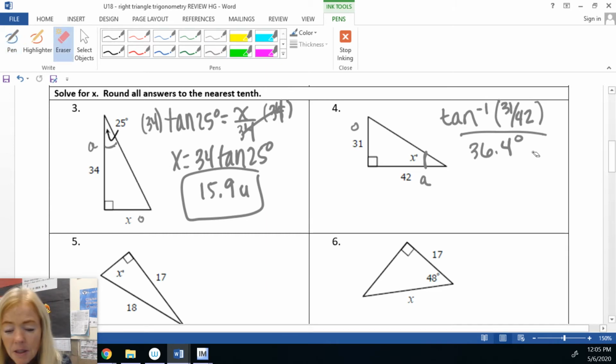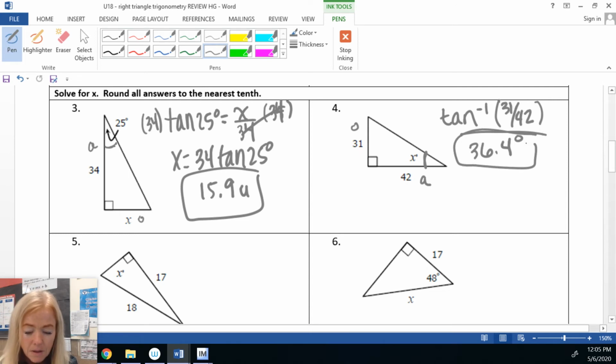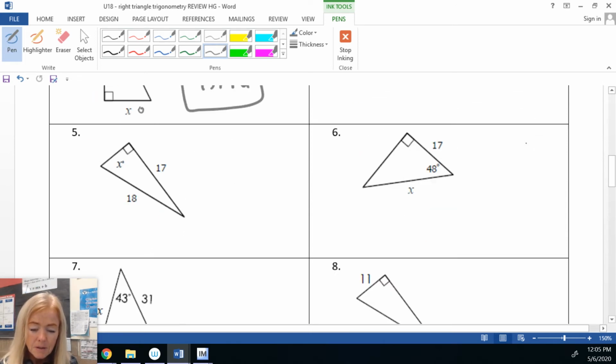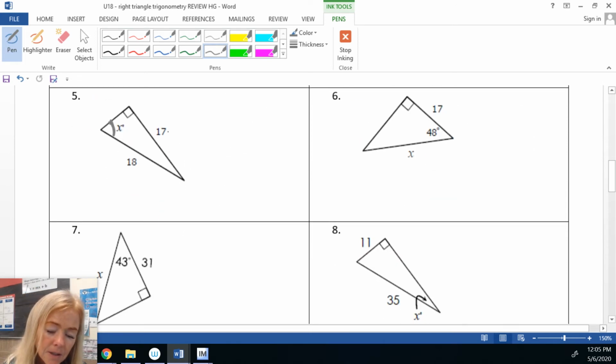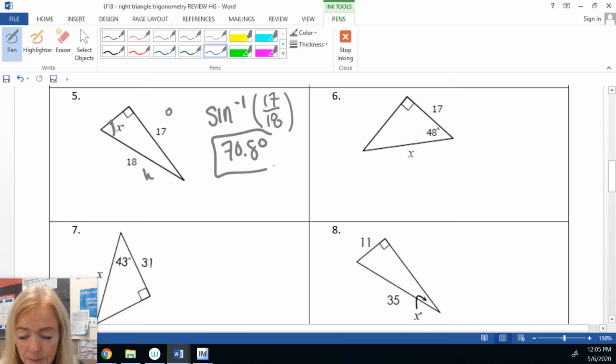All right, then the next one is number 5. Again, it's looking for this angle x. So this is opposite, this is hypotenuse. O and H is sine. So we do sine inverse since it's an angle we're solving for. Sine inverse is opposite over hypotenuse. So we'll do second sine, 17 divide 18, and that's 70.8 degrees.